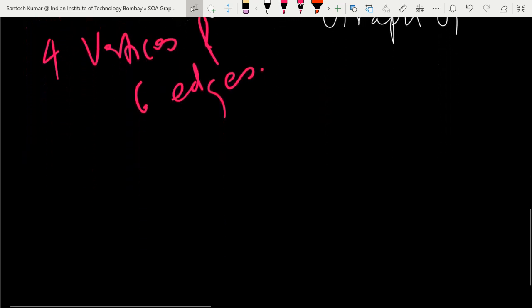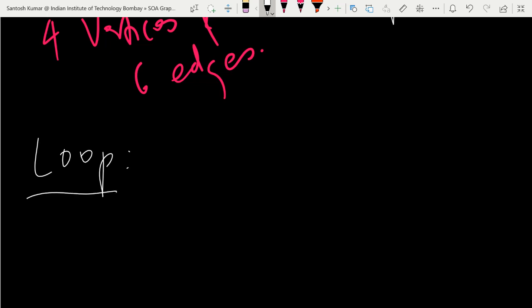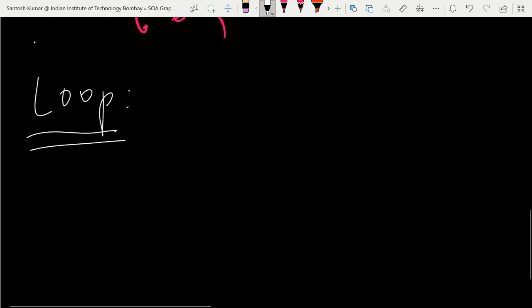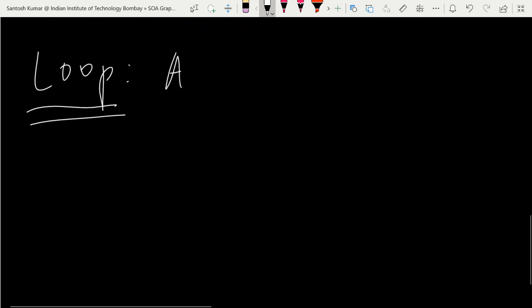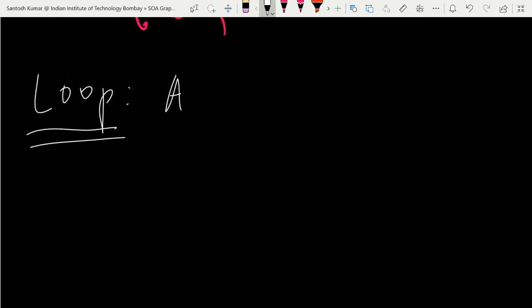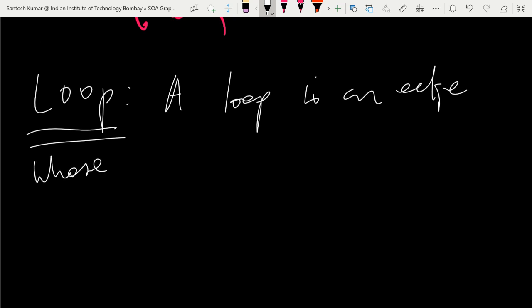Okay. So do you know what is a loop? Yes. So what is the definition of a loop? Pairs whose endpoints are equal. Yes, correct. So an edge whose endpoints are equal. Good thing at least you remember. So I'm just checking whether you remember or not. So I'm happy that you all know. So a loop is an edge whose endpoints are equal.